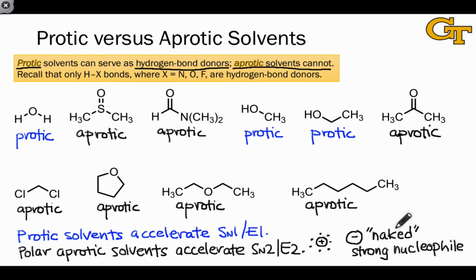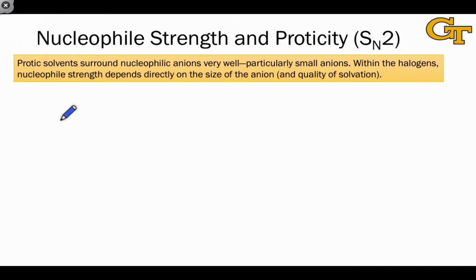Protic solvents can actually slow SN2 because they engage in strong hydrogen bonds with anions like this. We saw an example of that involving chloride at the beginning of this video. And here's that general principle again, just restated. Protic solvents surround these strong nucleophilic anions very well, especially small anions like fluoride.